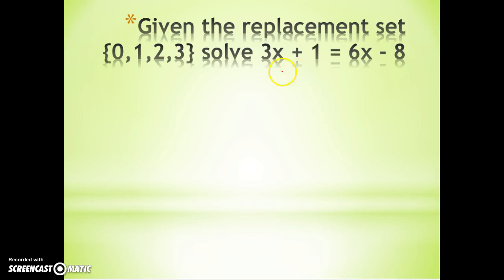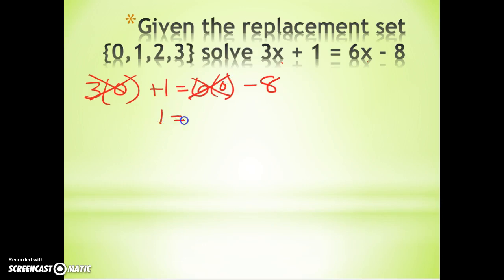Again, notice this time we're going to be putting x on both sides of the equal sign. That's the increased difficulty, but same strategy. We'll start plugging and chugging. We'll rewrite the statement. 6 times 0 minus 8. These cancel out. 3 times 0 is 0. 6 times 0 is 0. Is 1 equal to negative 8? No, it is not. 0 is not the answer.